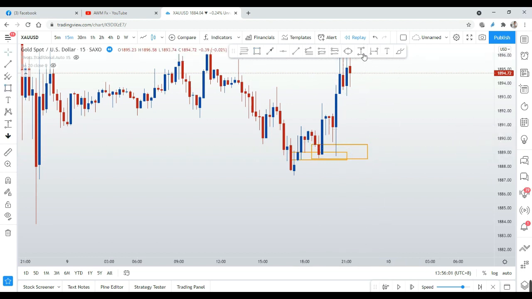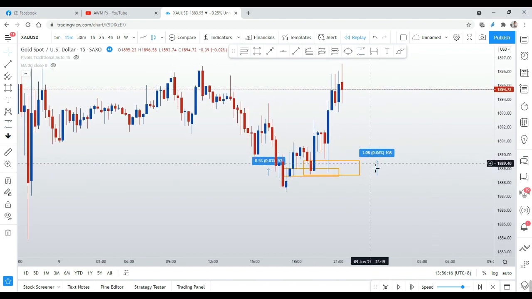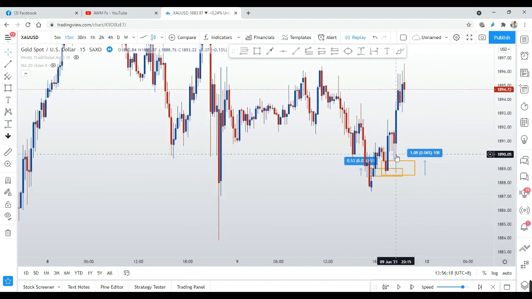right? Why should you take this kind of trade? The reason is that the stop loss is very small. Or go 5 pips and 10 pips. So why not, right? Why not? So this is a very simple way of trading.